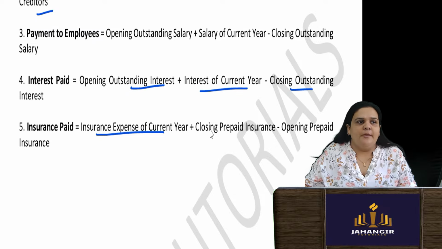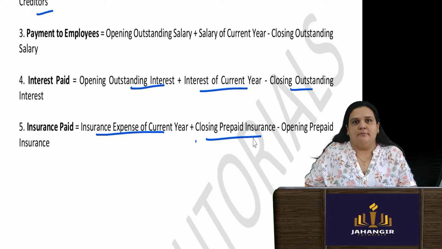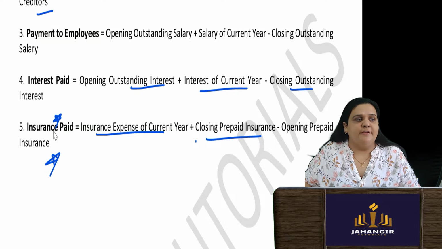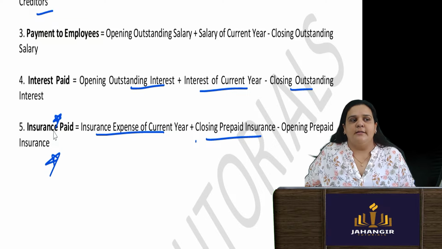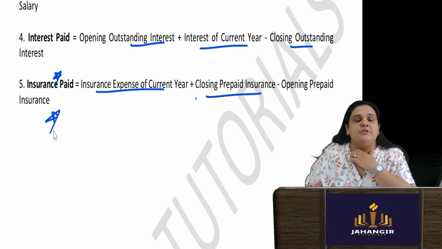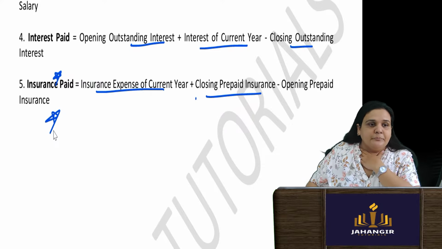Insurance, same, opening. Insurance is always prepaid. So insurance expense for the current year plus closing minus your opening prepaid. Only this is different, because the insurance premium is always paid in advance. So closing plus your current year's minus opening will give you your insurance premium paid. Okay.